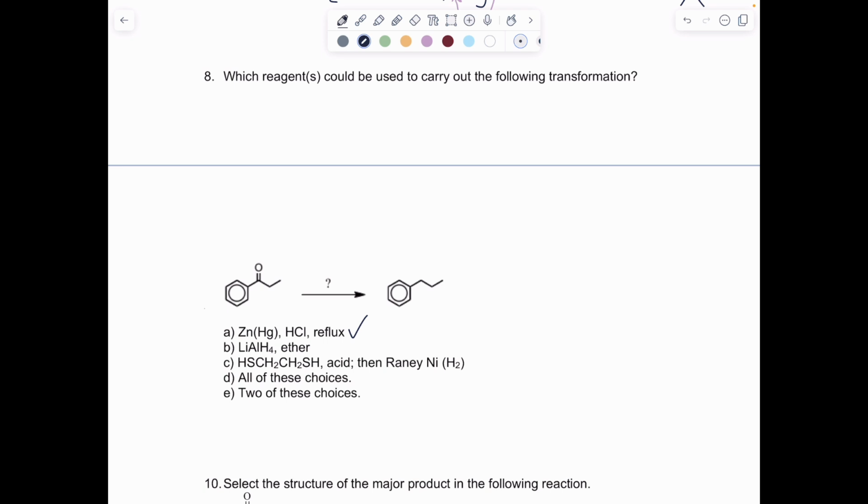Option B, LiAlH4 with ether, that would get rid of the ketone, but it would not reduce it down to an alkane. So it's not going to be B. Option C, that is the thioacetal reduction that we talked about. So that's the one where we create this thing that's able to be reduced with Raney nickel. So that does work. So it's not all of these choices, but it is 2 of the choices. So option E is our correct answer.